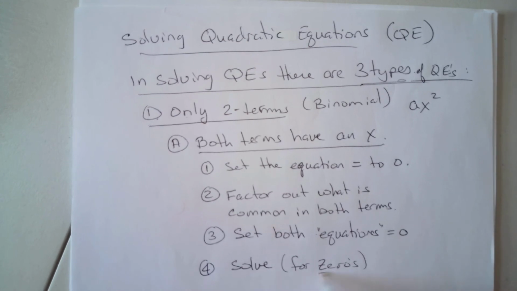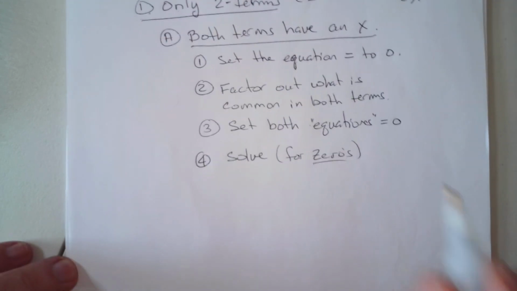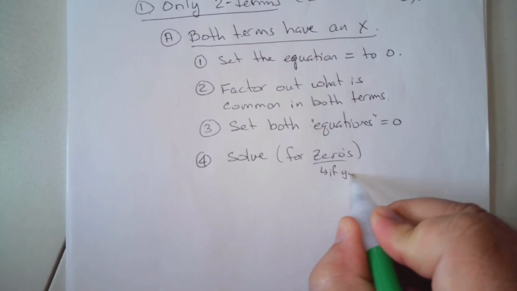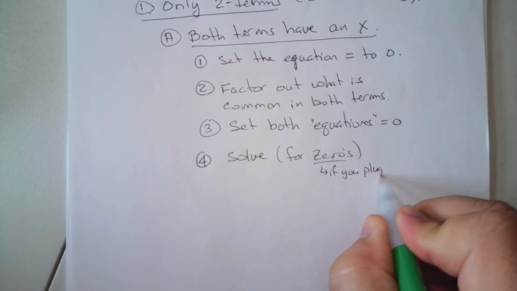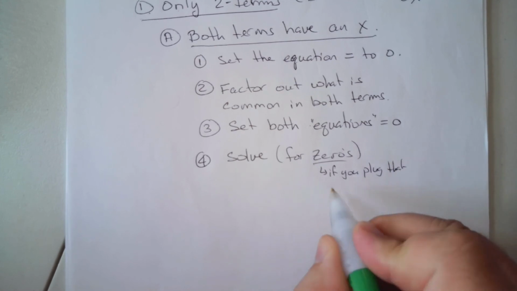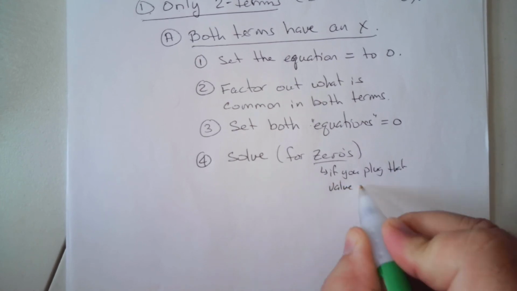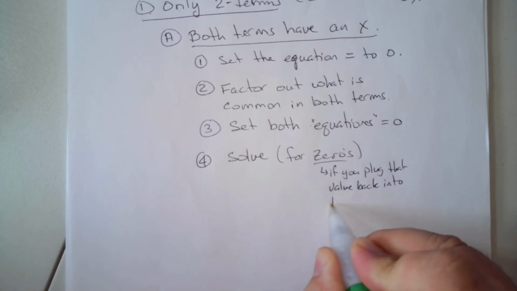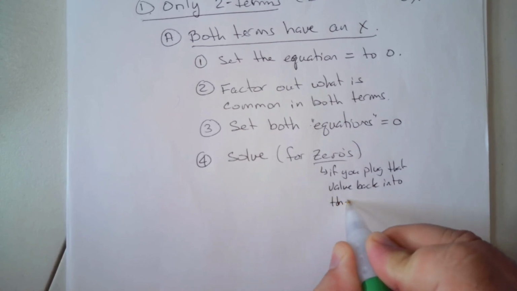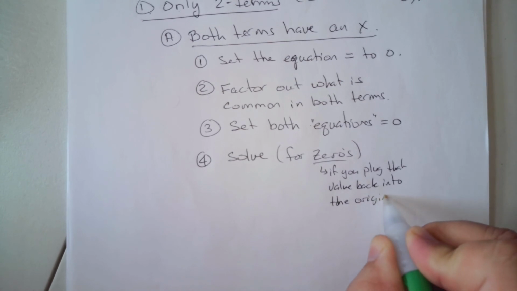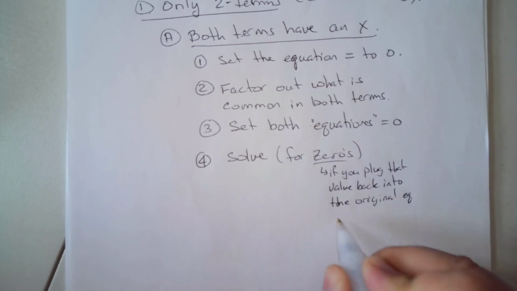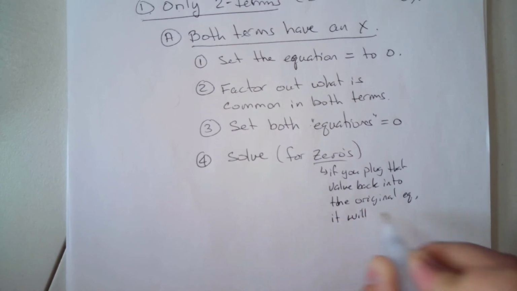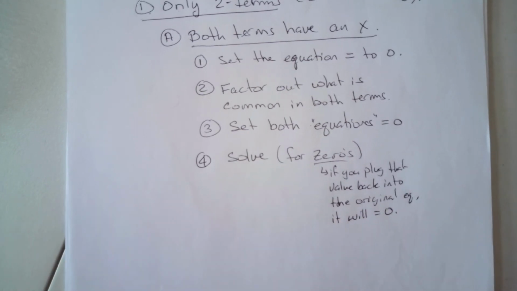Remember, why is it called a zero? It's called a zero because if you plug that value back into the original equation, it will equal zero.